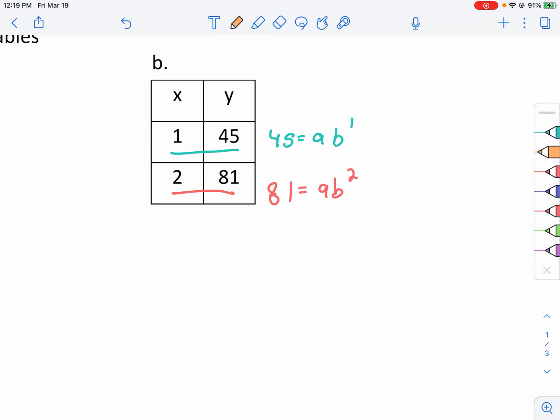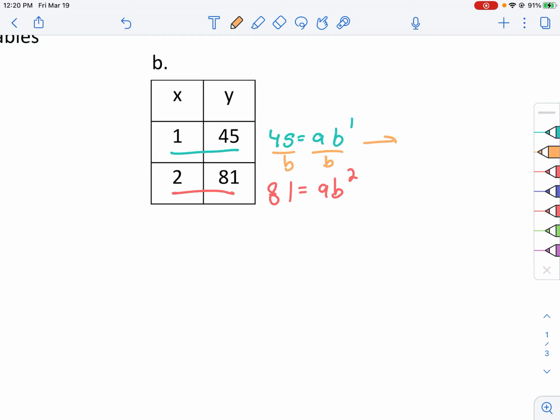Well, we have two equations, two variables. That means it's possible to solve for this. We just need to use either substitution or elimination. Elimination is actually not going to work here because we have b to the first and b squared. There's no possible way to combine those. We would also need an addition or subtraction sign between those things, and we don't. So the only other option is substitution.